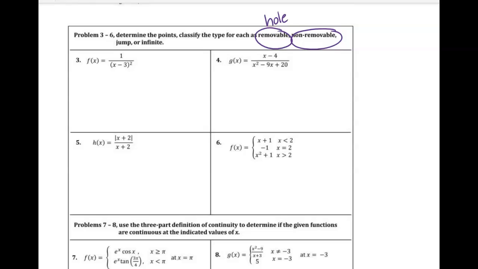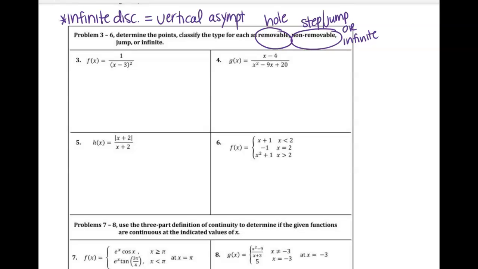That's your hole. Non-removable is a step/jump discontinuity. They're the same. Or an infinite discontinuity. An infinite discontinuity is the same thing as a vertical asymptote. Absolutely the same. You can just call them both things.